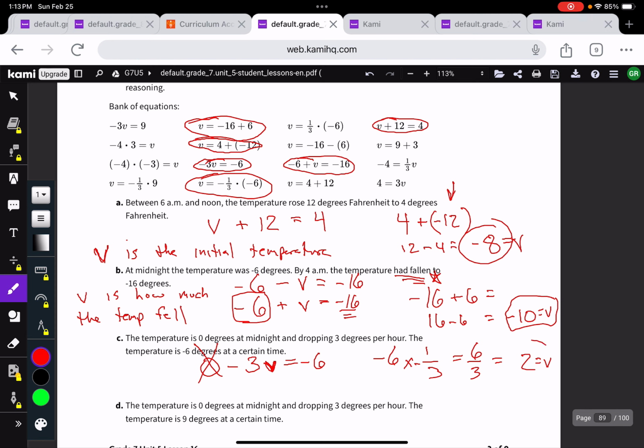That equals V. And what does that V mean? What does V stand for? Well, if you remember what I said earlier, -3, it's dropping 3 degrees per hour. The temperature is -6. V in this case is the number of hours it takes to fall down.